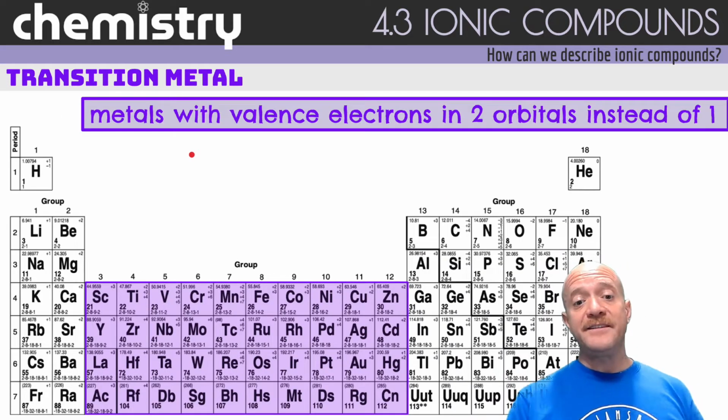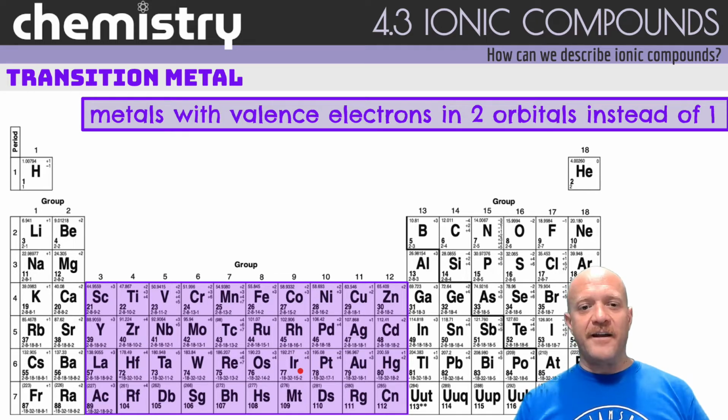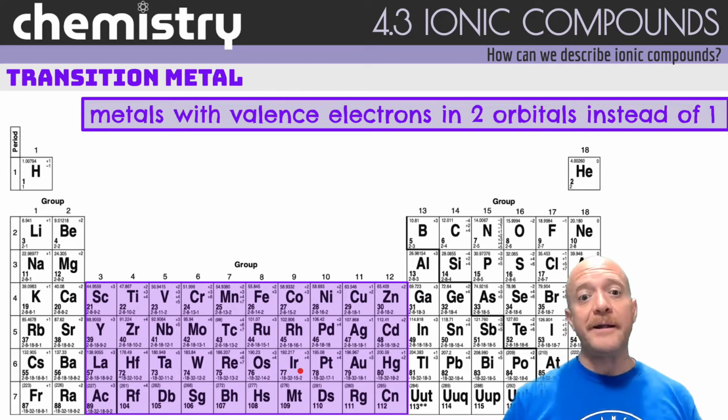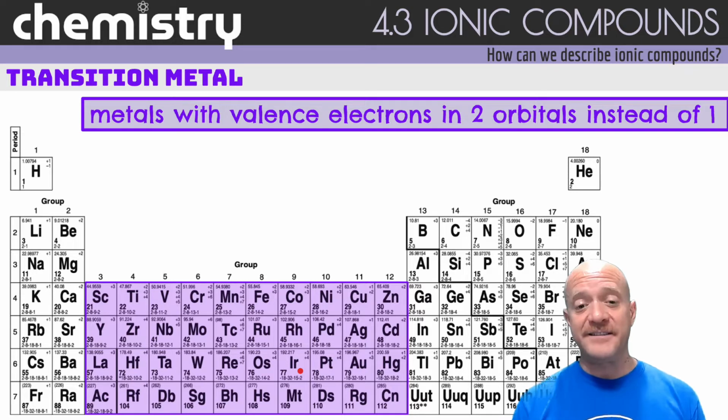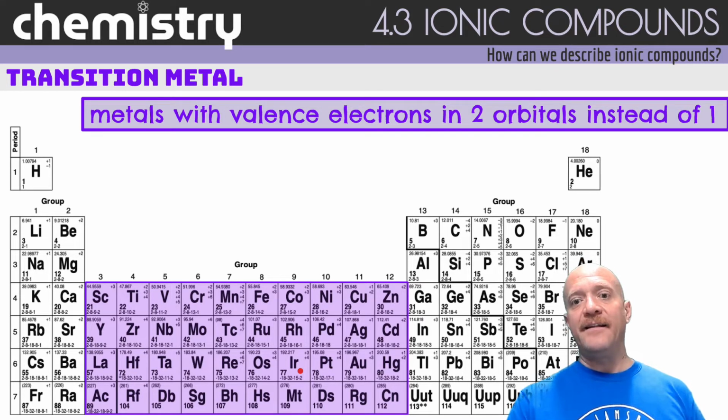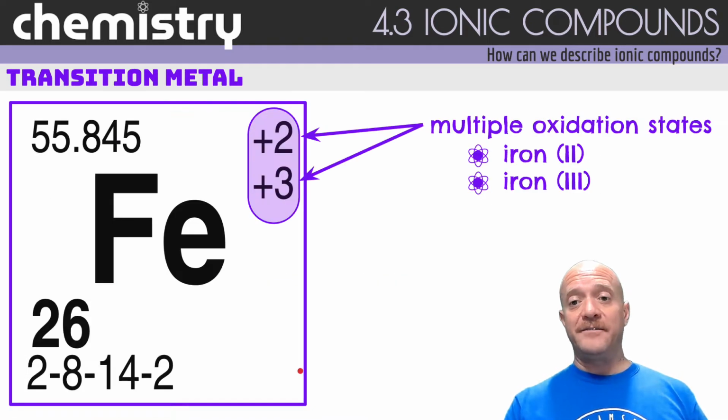So to begin, these are transition metals. I told you in the beginning when we were talking about the periodic table, these guys are a little bit weird and dicey, but they're metals that have their valence electrons in 2 orbitals instead of 1. So they have a lot of different characteristics. They still do have metallic properties, however they behave differently in reactions, and we have different forms of these metals.